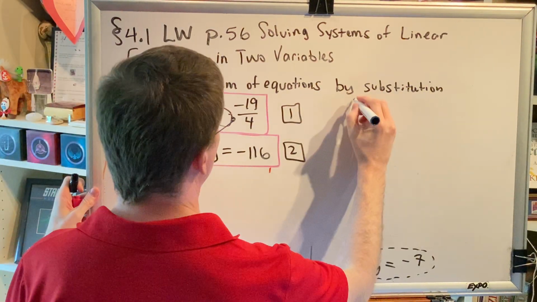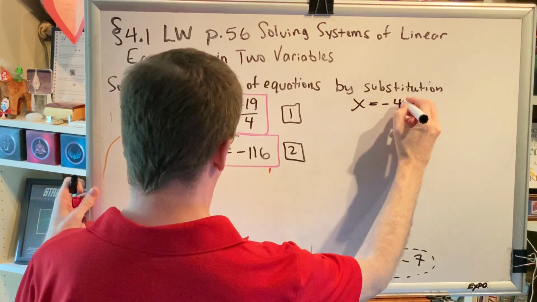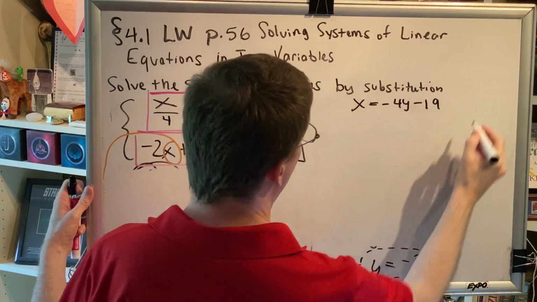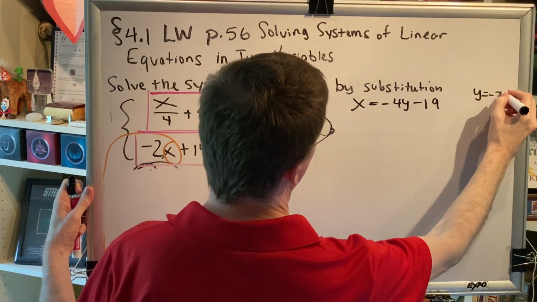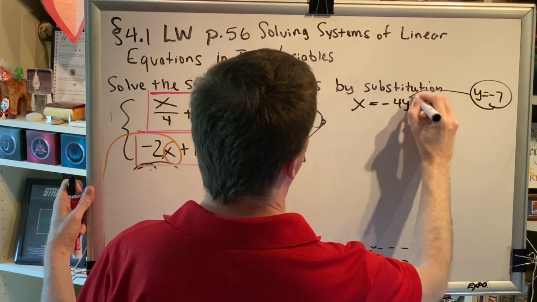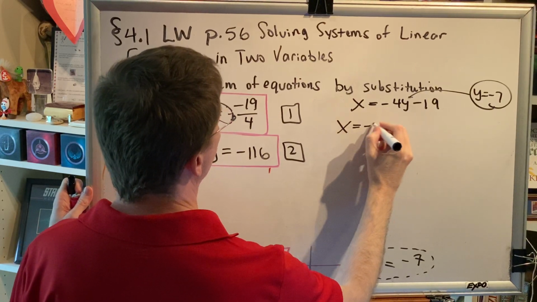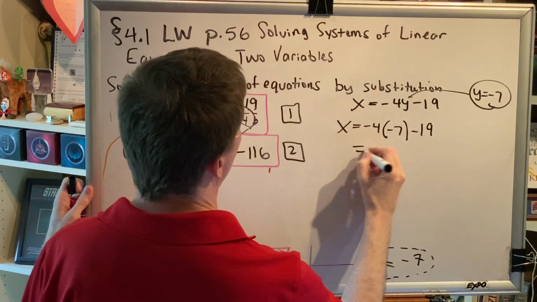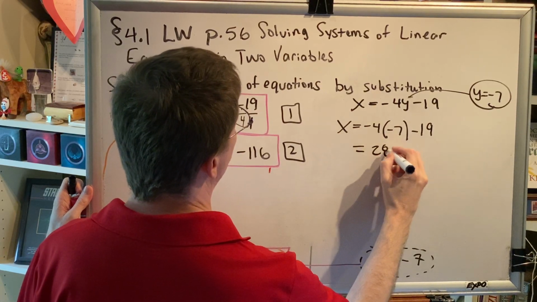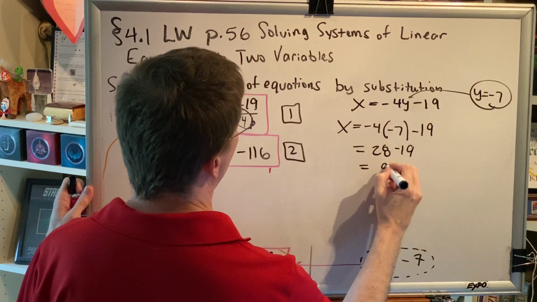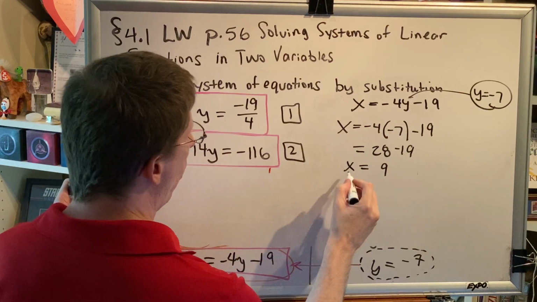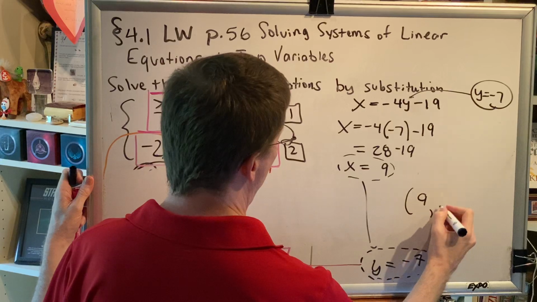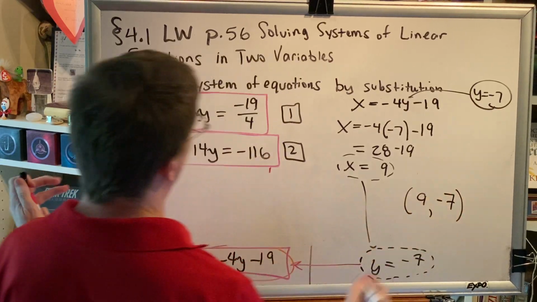So x equals negative 4y subtract 19, and we're going to plug y equals negative 7 into that equation. So we get x equals negative 4 times negative 7 minus 19. Negative times negative is positive, so this is 28 minus 19, which is 9. So now I know x and y. So my final answer is the ordered pair 9, negative 7.